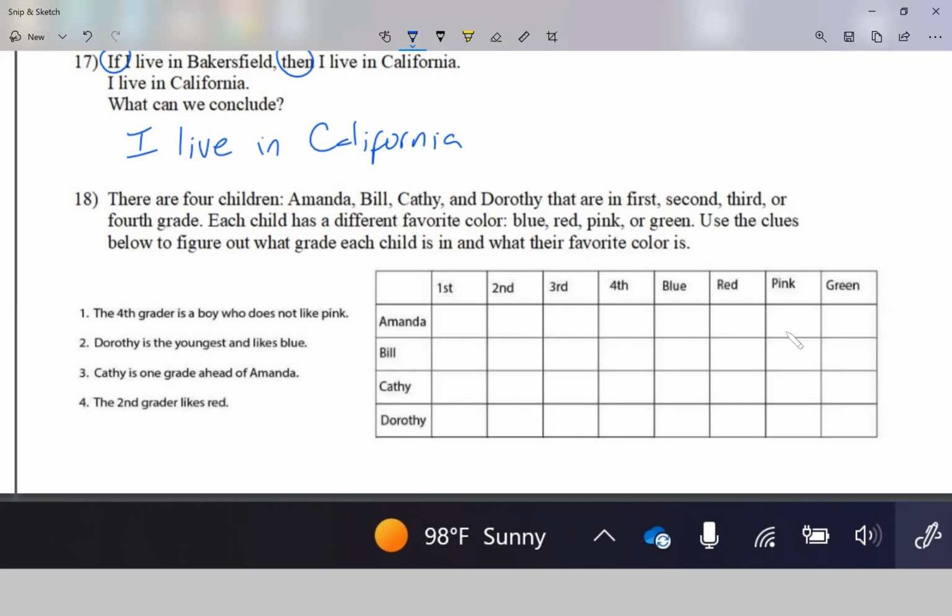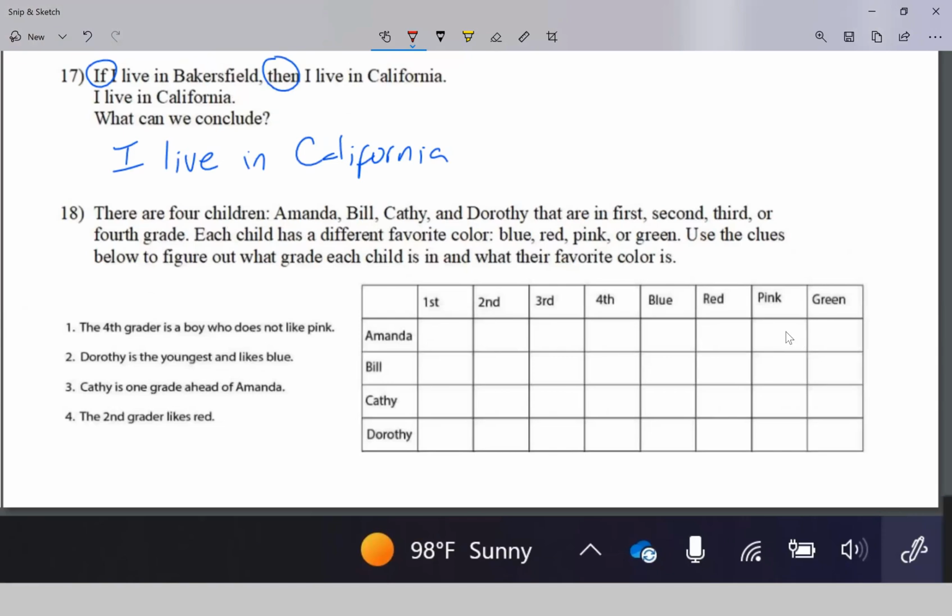So I'm going to have questions. I'm going to have premises there. I have 4 statements. Based on those 4 statements, I'm going to be able to figure out who's in first, who's in second, who's in third, and who's in fourth. And as a matter of fact, who likes blue, red, pink, or green. So the first thing I have is the 4th grader is a boy who does not like pink. So I have Amanda, Bill, Kathy, and Dorothy. So I have 3 girls and 1 boy. And it says the 4th grader is a boy. Bingo. I already know Bill is a 4th grader.